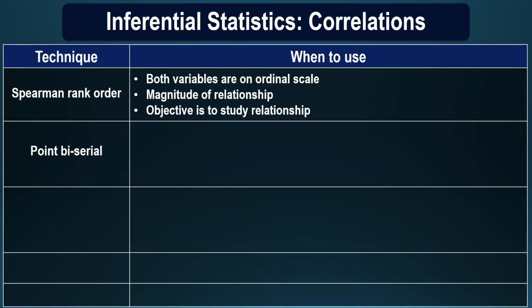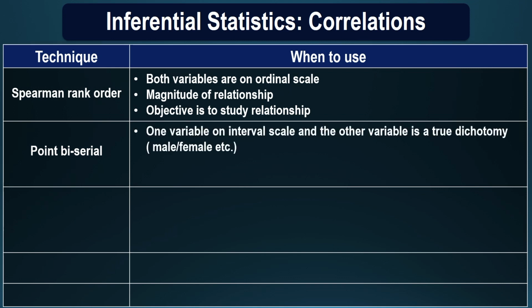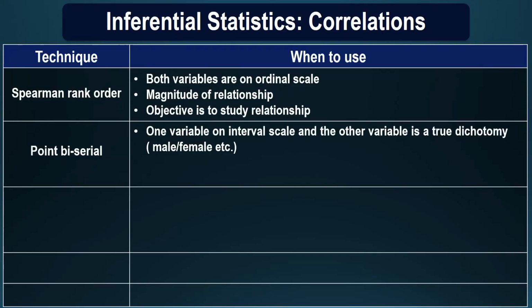Point biserial correlation needs to be calculated when one variable is on interval scale and other variable is a true dichotomy. Say for example, you are getting male and female and you are having their scores on aptitude test, and you want to establish the relationship between gender and the aptitude possessed. So you can apply point biserial correlation. Again, it is where you are interested in finding out the magnitude of relationship.